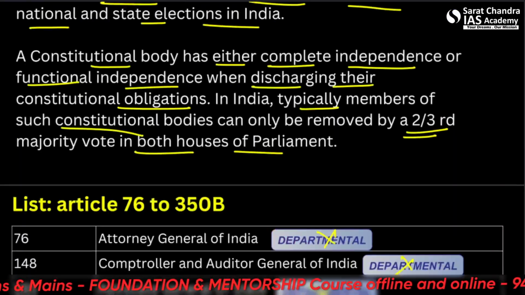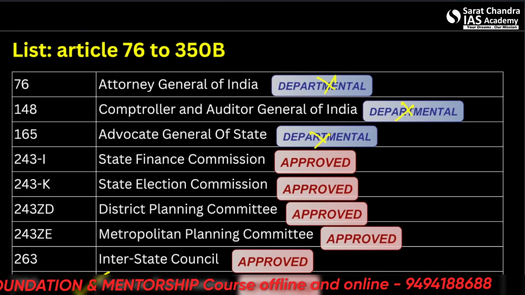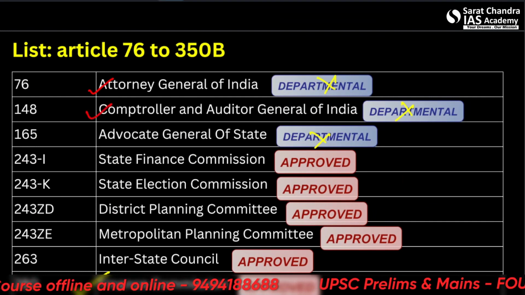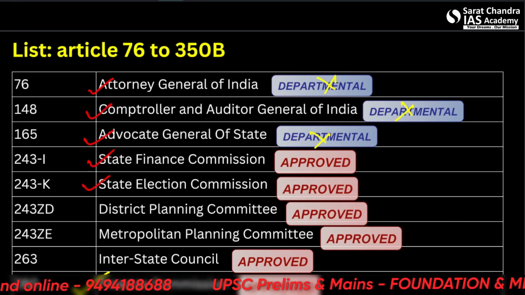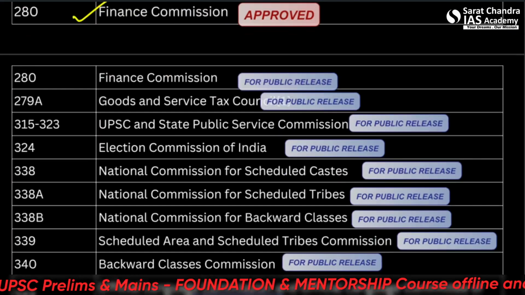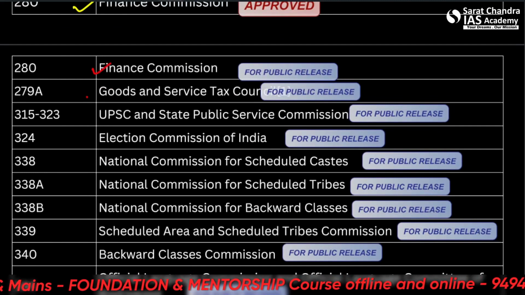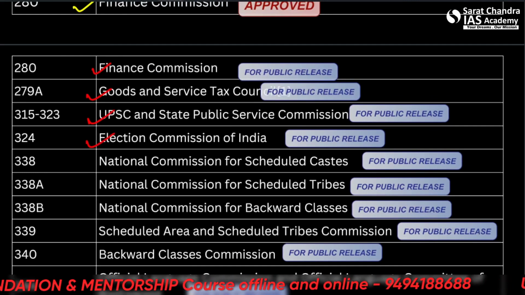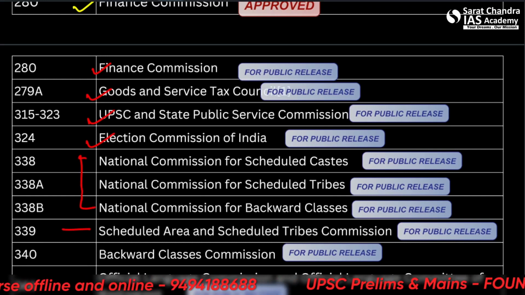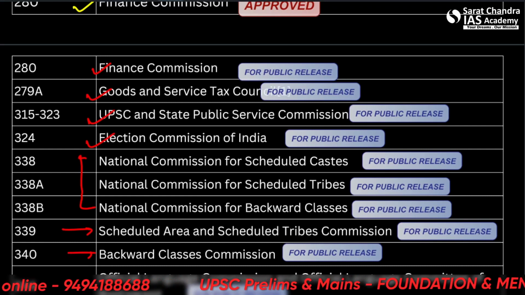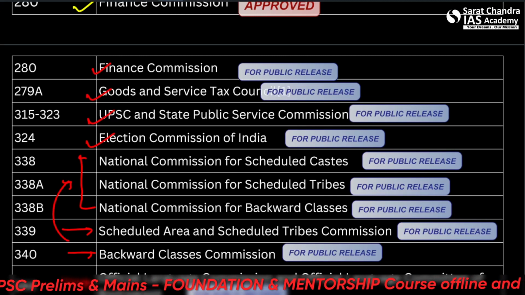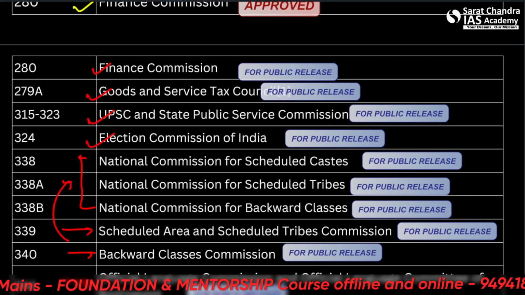Okay. So we come to the constitutional bodies. Let's see these again once. Attorney General. I'll be telling about all these bodies one by one in the next lecture. C&AG, Advocate General, State Finance Commission, State Election Commission, District Planning Committee, Metropolitan Planning Committee, Inter-State Council, Finance Commission. Finance Commission we have already seen, GST Council, UPSC and State Public Service Commission, Election Commission, SC, ST and Backward Classes Commission. These three you can remember together, and Scheduled Areas and Scheduled Tribe Commission, Backward Classes Commission, this we can group. Official Language Commission and Linguistic Minorities. Okay, so National Law Commission is not in this, so we can remove it.